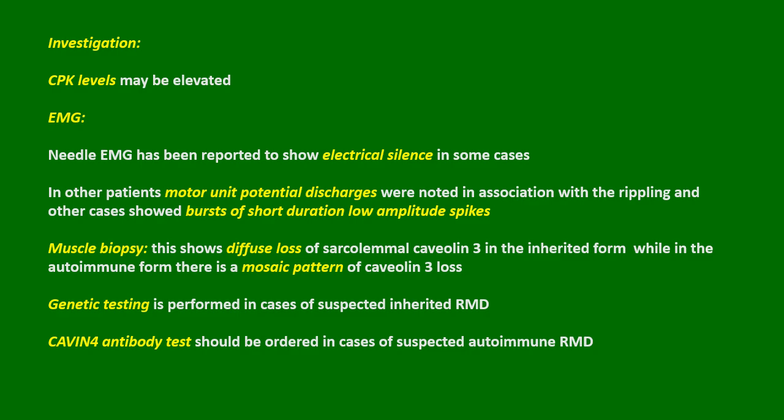Muscle biopsy shows diffuse loss of sarcolemmal Caveolin 3 in the inherited form, while in the autoimmune form there is a mosaic pattern of Caveolin 3 loss. Genetic testing is performed in cases of suspected inherited RMD. Cavin4 antibody test should be ordered in cases of suspected autoimmune RMD.